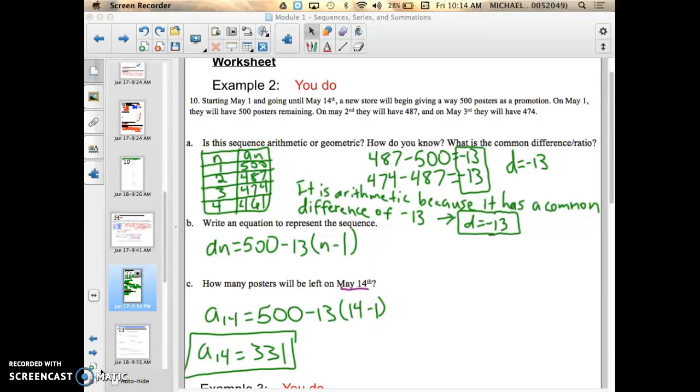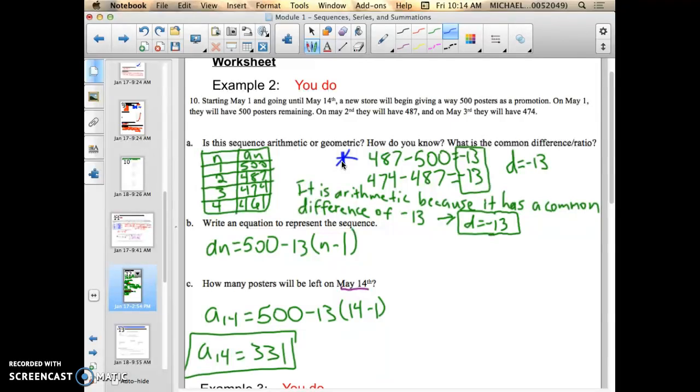Third term at 474. And so 500, 487, 474. It looks like my numbers are going down. It looks like they're going down by the same amount each time. And I found that over here, I determined that it's arithmetic because I took the second term minus the first term. 487 minus 500 is negative 13. And then third term minus the second term is also negative 13. So I determined it has a common difference of negative 13.